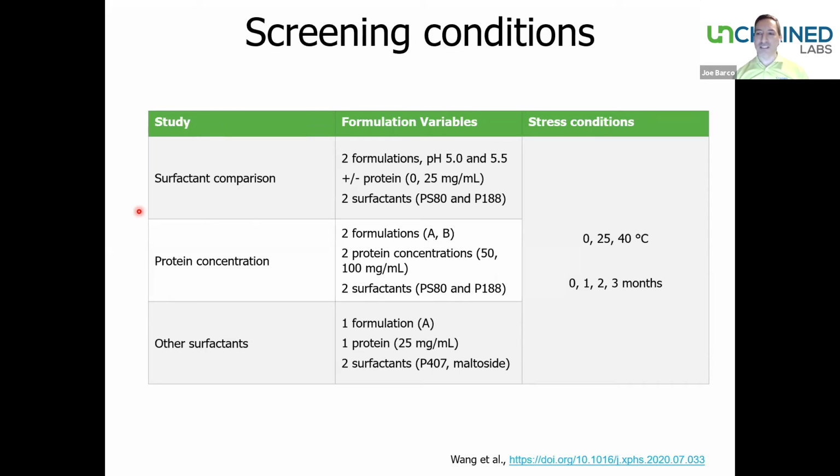So they're looking at the surfactant differences. They're looking at how the changes occur if they have higher protein concentrations in those same solutions, which are at 50 and 100 milligrams per mil. And then finally, for reasons you'll see, they expanded the study to look at other surfactants, P407 and maltoside. Their study conditions or stress conditions are fairly typical for biologics stability screening, which is to store samples at 0, 25, and 40 degrees C, and then to measure and look for stability at T0 and then 1, 2, and 3 months.